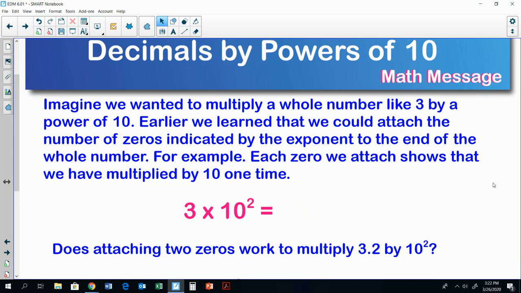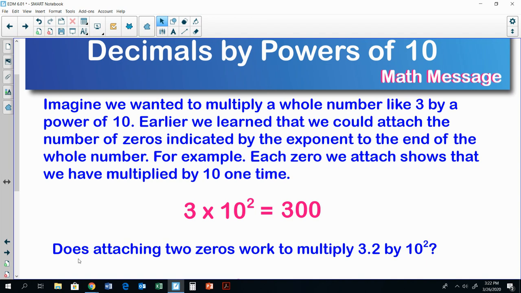Now, imagine we wanted to multiply a whole number like 3 by a power of 10. Earlier, we learned that we could attach the number of zeros indicated by the exponent to the end of the whole number. For example, each 0 we attached showed that we have multiplied by 10 one time. So here we have 3 times 10 to the 2nd power. So we can take our 3 and attach 2 zeros. So it would be 300.